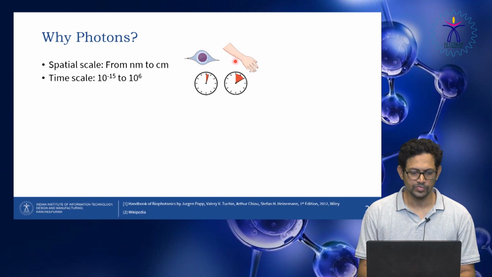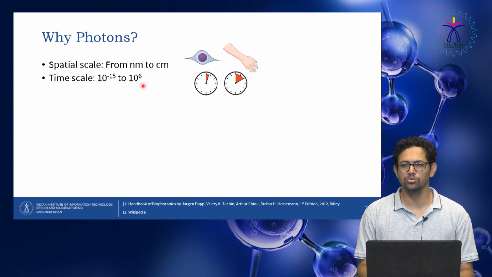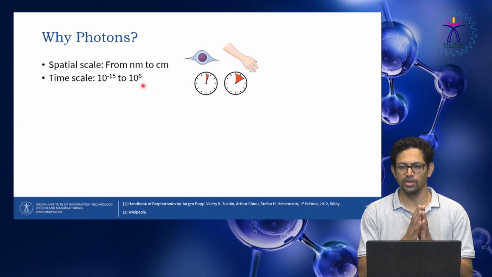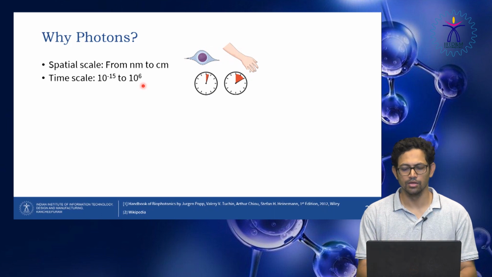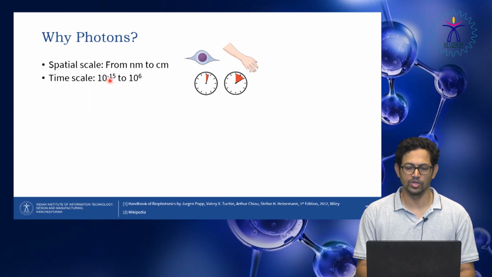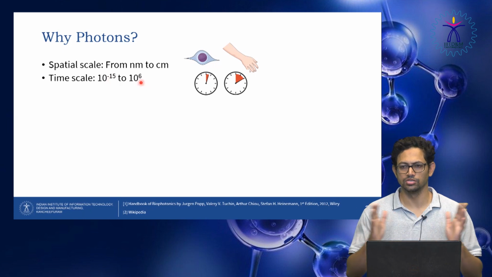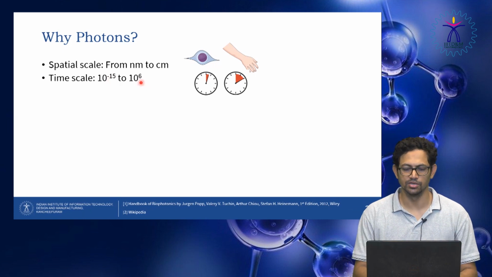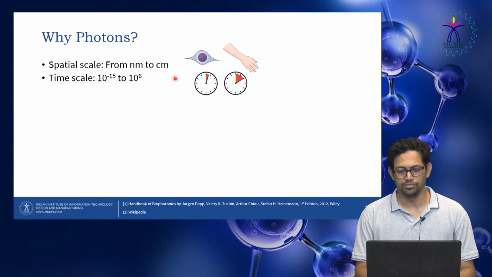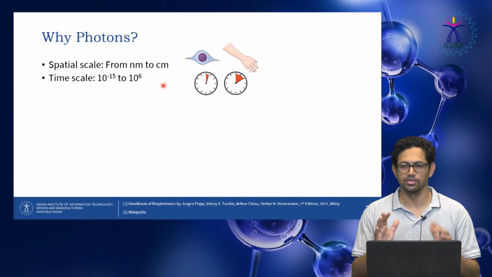The photon has the property that can help us to quantify in a varied time scale. For example, you can work with a 10 power minus 15 seconds light source, as well as you can work with a very constant light source, like till 10 power 6 seconds. So it has a very varied time scale that you can work with.